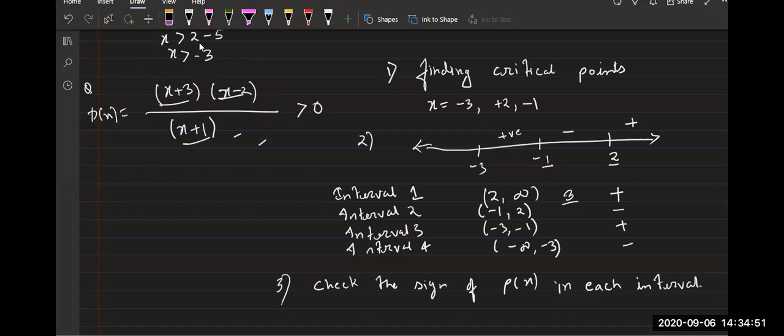Now take any value, right? You just have to do the same thing that you did in interval 1. In interval 4, take any value which is less than minus 3. Take minus 4. Can you take minus 4 and put it here? So minus 4 plus 3 is minus 1, negative. Minus 4 minus 2, again negative. And minus 4 plus 1, again negative. So negative into negative is positive, positive by negative is negative. This is what we have studied in class 7th only, I guess. Got it?